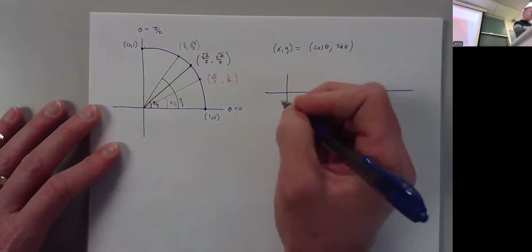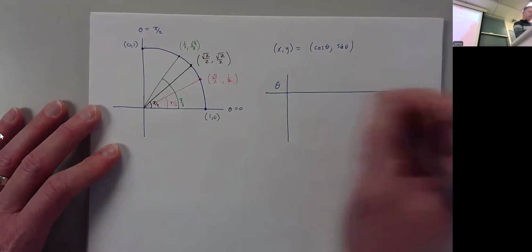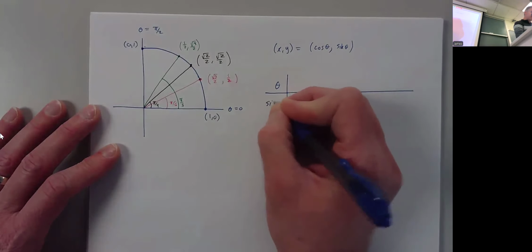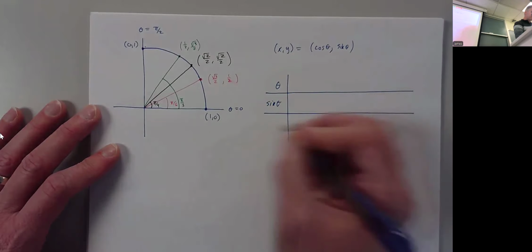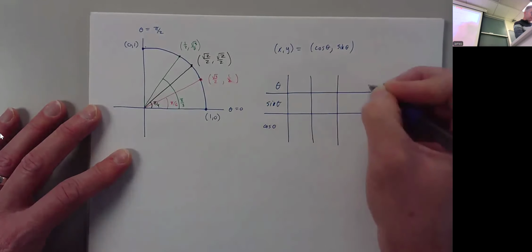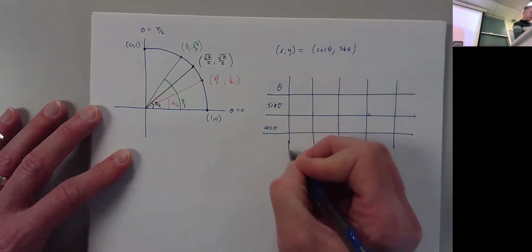Make a chart. Let's see. What do we want to do in this chart? So I'm going to have my angle going across from the right, and then I'm going to have, let's do sine first, and then cosine second. And leave some space down below for tangent as well. We're going to slip tangent in there.